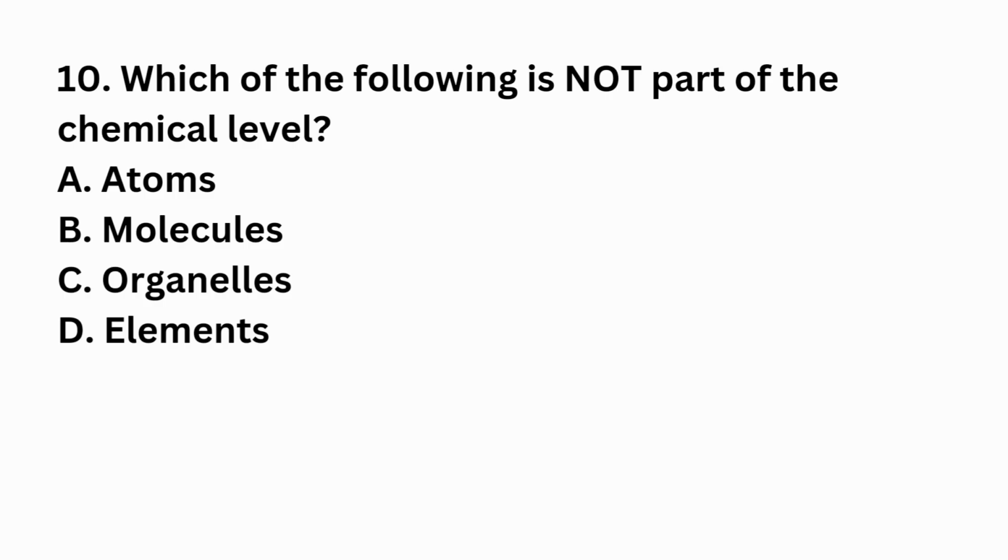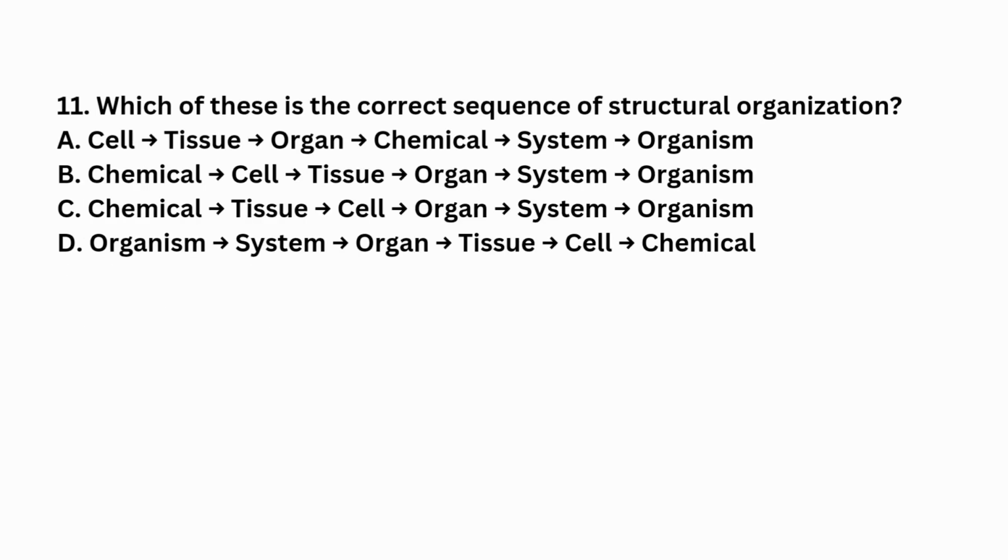Question number 10. Which of the following is not part of the chemical level? The correct answer is option C, organelles. Question number 11. Which of these is the correct sequence of structural organization? The correct answer is option B, chemical, cell, tissue, organ, system, organism.